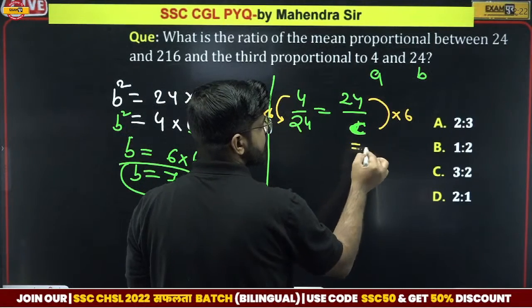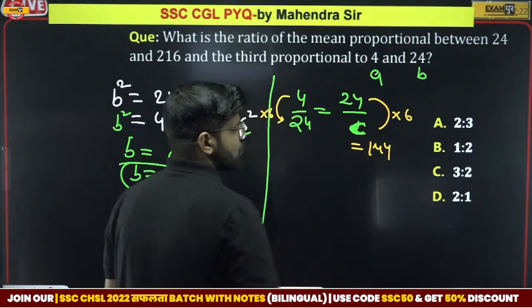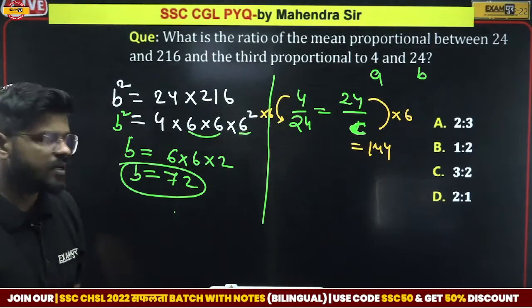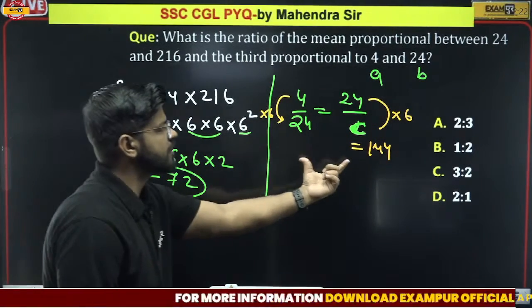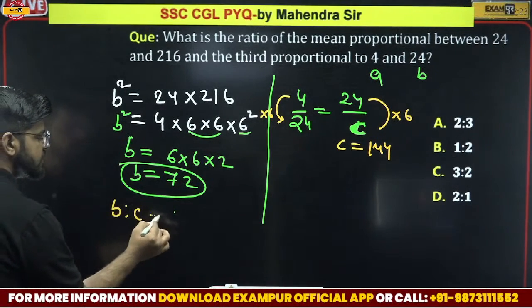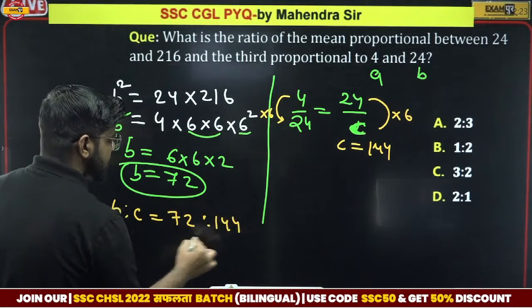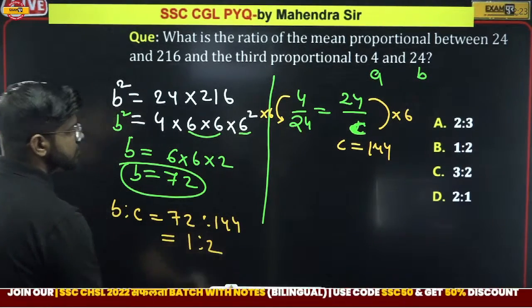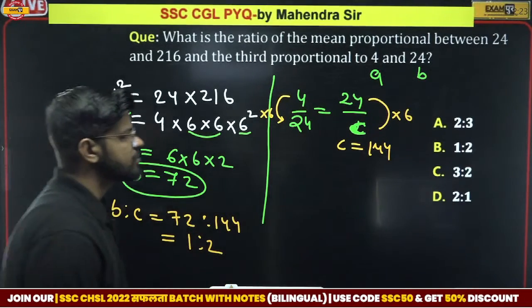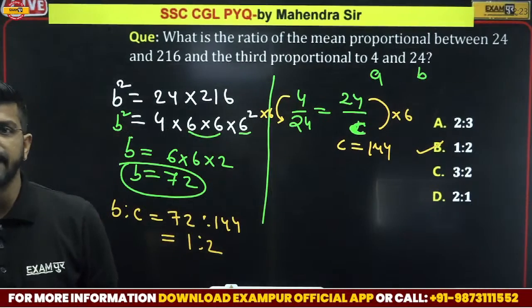So what we will get here? We will get 144. And we have to make the ratio of both these. So what is the ratio of B and C? The ratio of B and C is 72 to 144, and this will give you 1:2. So option number B is my right answer.